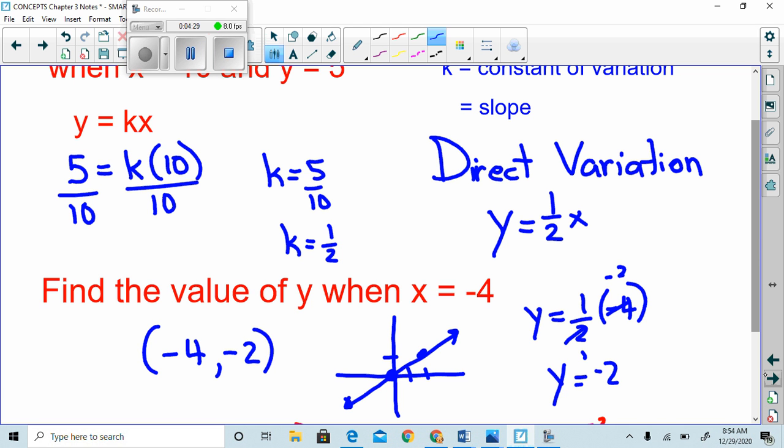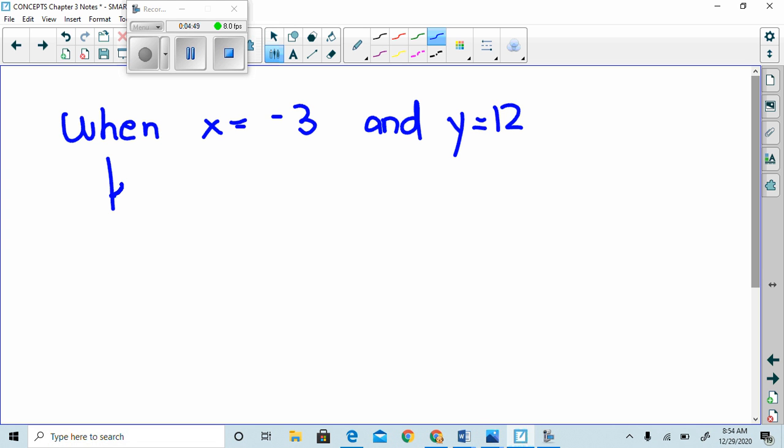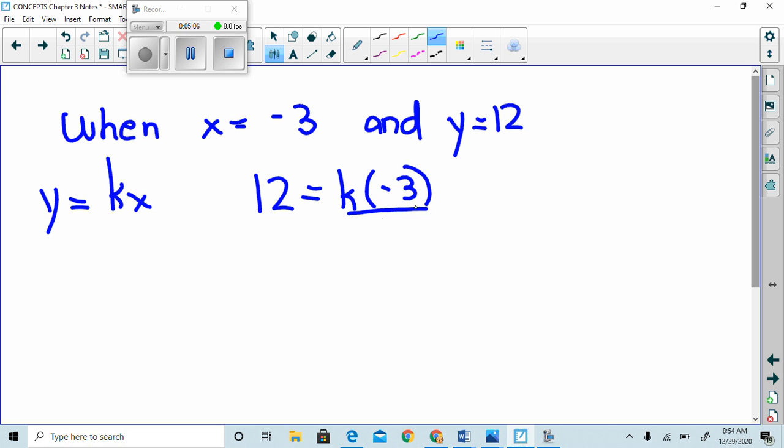Let's take another example when x equals -3 and y equals 12. Go to the model. Y is equal to kx. We know that y is 12. Now there's a little delay today in my searching for k, and we know x is negative 3. We'll divide both sides by negative 3.